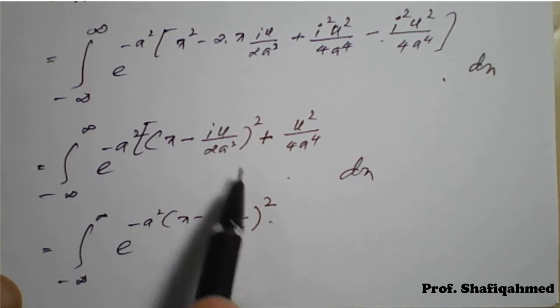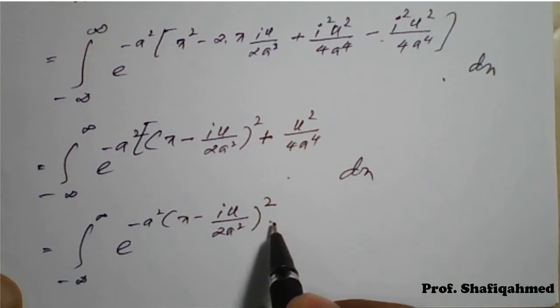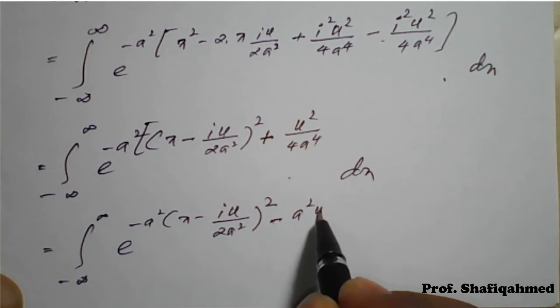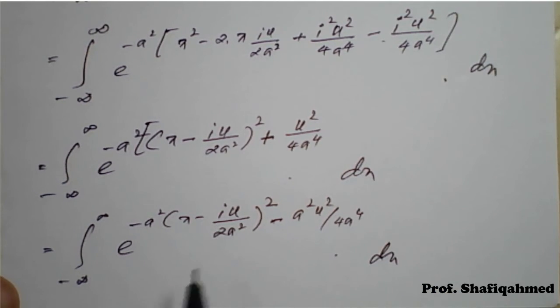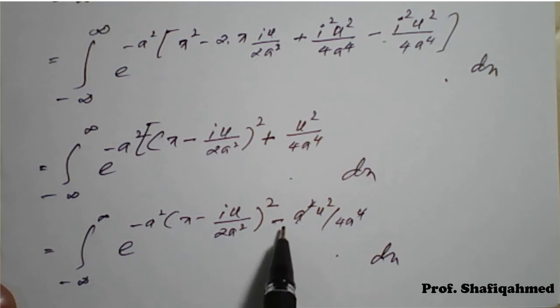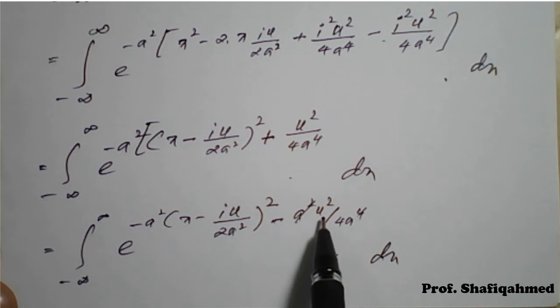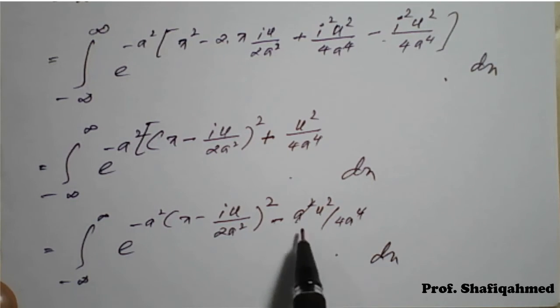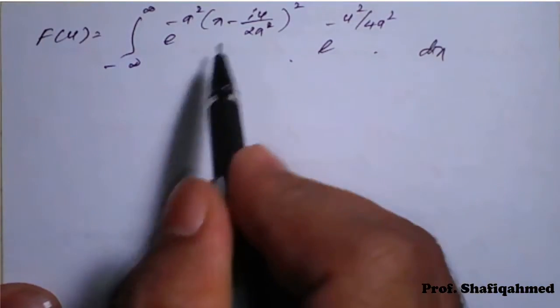So minus a square I have multiplied to this term, so minus a square into this one, because minus into plus will become minus a square u square upon 4a raised to 4 into dx. So on simplification, this a square and this a square cancel, so we'll get this, and I will separate it. So this e raised to one term and into e raised to minus u square upon 4a square, we'll separate it like that. So on separation we'll get this term.